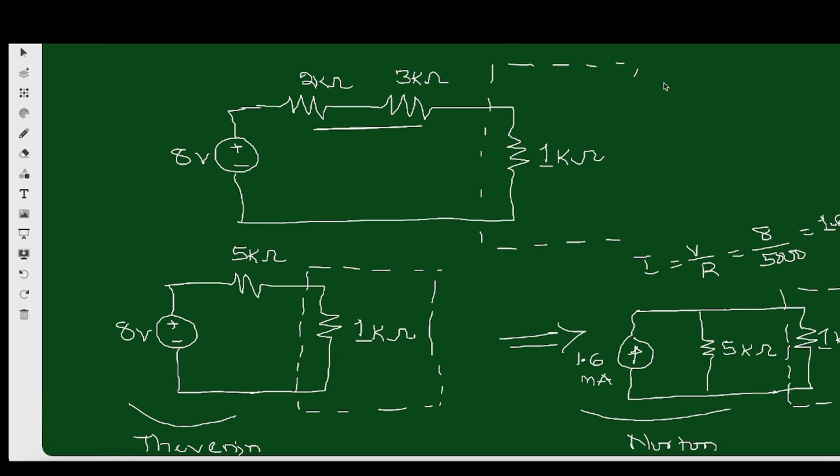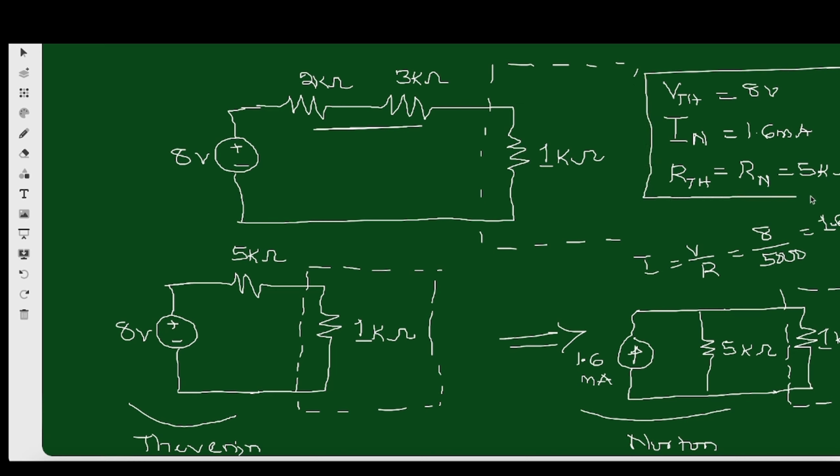So what is VTH? VTH is equals to 8 volts. What is the Norton current? Norton current is 1.6 milliamperes. And what is the Thevenin resistance? And I should tell you that Thevenin resistance is always equals to the Norton resistance, which is 5 kilo ohms. So this is our result. You can see that it is very, very simple to analyze.